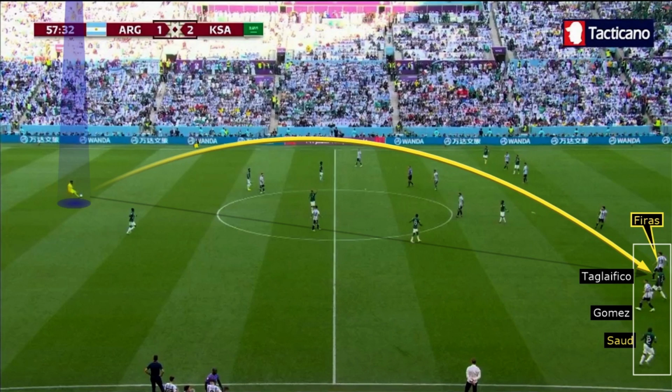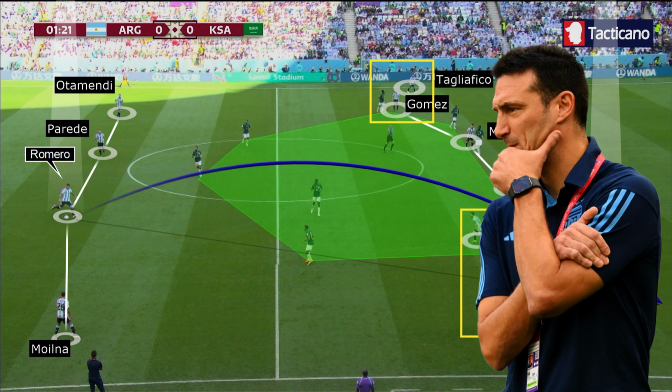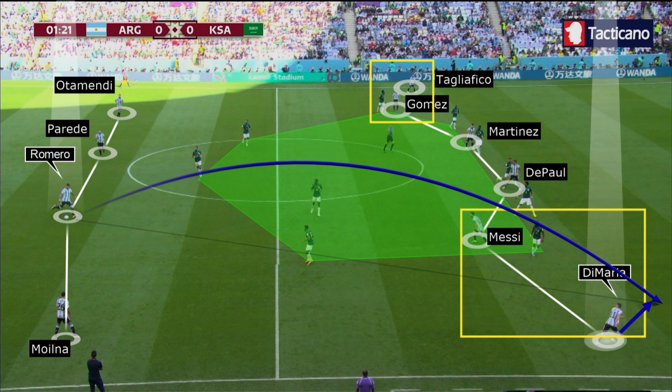Argentina's possession varies between 4-0-6, 4-1-5, 3-2-5, and 2-3-5. Example 1, 4-0-6, with Paredes and Molina staying back with the two centre-backs. Tagliafico advances on the far left and De Maria on the far right, while Gomez and Messi move down the flanks and into the half spaces to provide their teammates with the opportunity to create chances. De Paul steps up with Martinez to attack spaces.